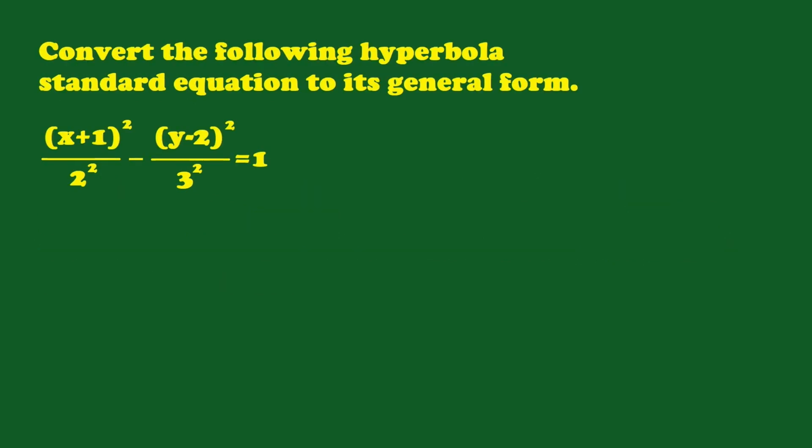Let's have an example. Convert the following hyperbola standard equation to its general form: the quantity of x plus 1 squared over 2 squared minus the quantity of y minus 2 squared over 3 squared equals 1. So the first thing to do is draw a line equating to 1. Just like that. Next is multiply the denominators, as shown. We now have 36 as the result.